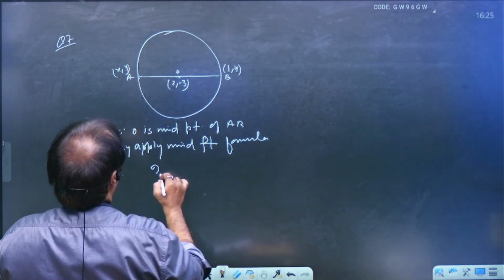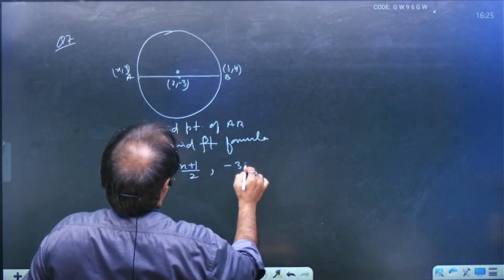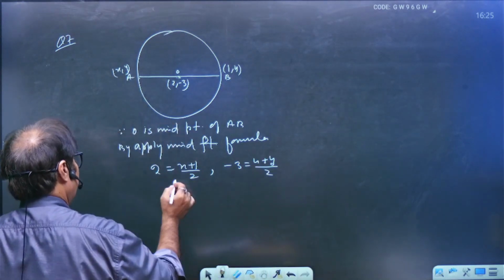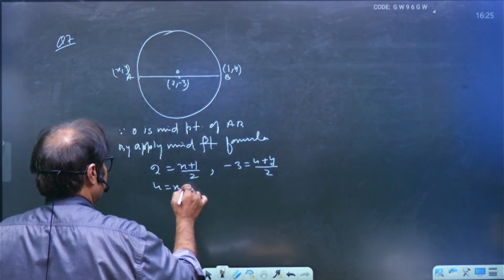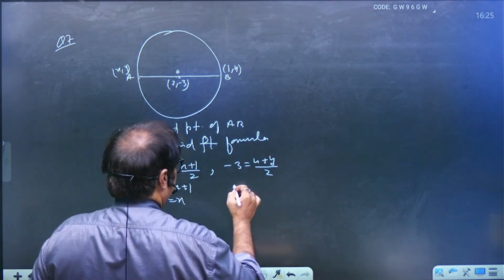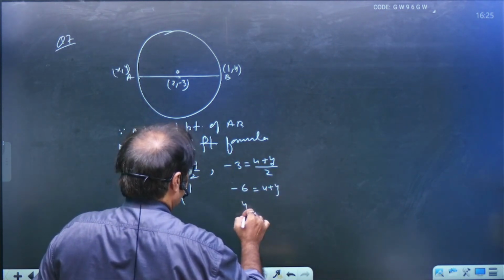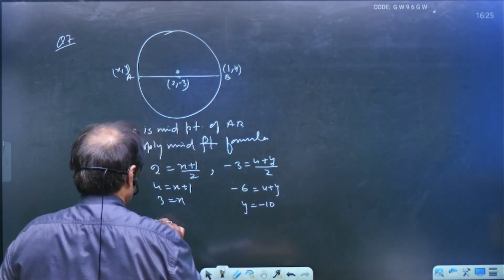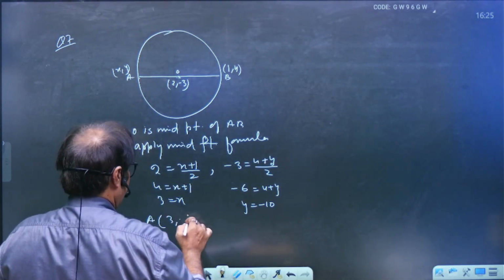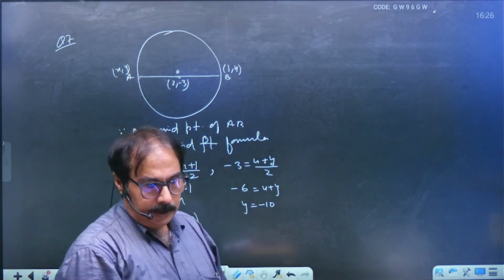So 2 is equal to (x plus 1) by 2, and minus 3 is equal to (4 plus y) by 2. Okay, now simplify. 2 times 2 is 4, equal to x plus 1, so the value of x is equal to 3. And here minus 6 is equal to 4 plus y, so the value of y is equal to minus 10. Therefore the coordinate of A is (x, y), that is equal to (3, minus 10), and this is the required answer of question number 7.